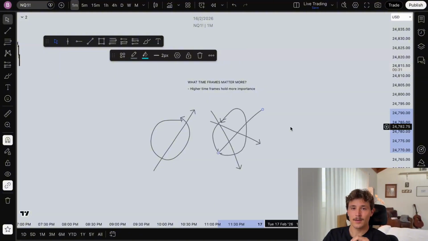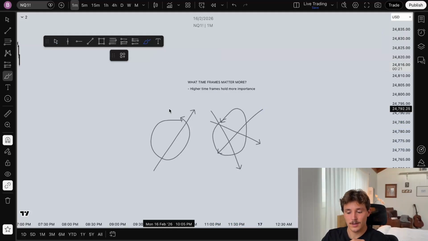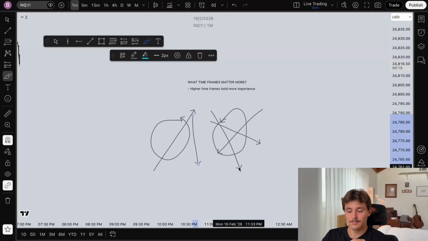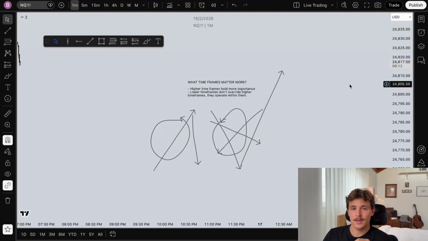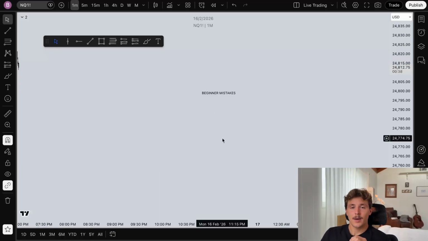The reason for that is if the trend on the daily time frame is bullish, there's a lot more participants in that direction, and it takes a lot longer for it to reverse and end up going down. Whereas the 5-minute, it's a lot less time for it to reverse and continue up in direction with the higher time frame. Now, lower time frames can, but they typically don't override the higher time frame. They operate with them.